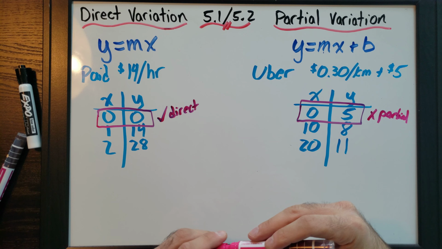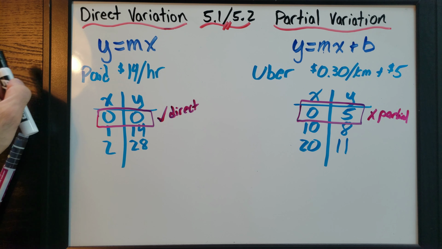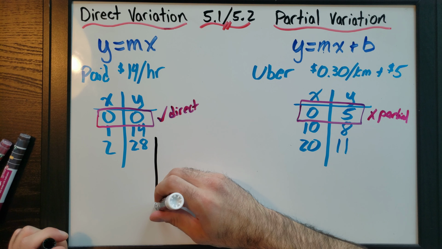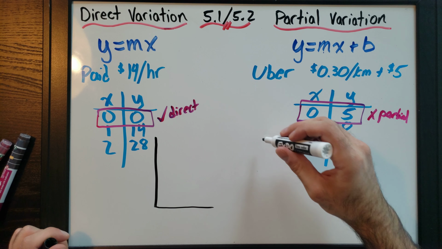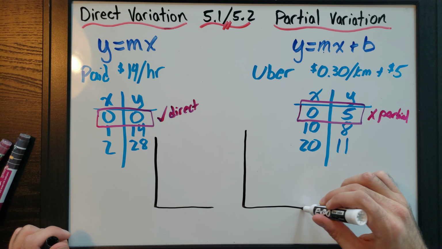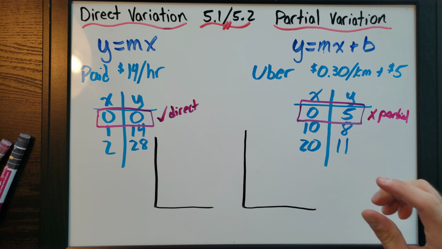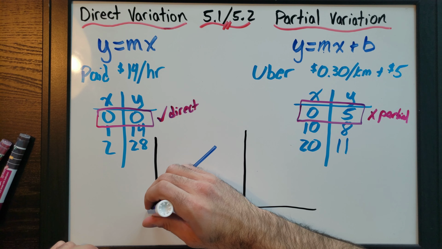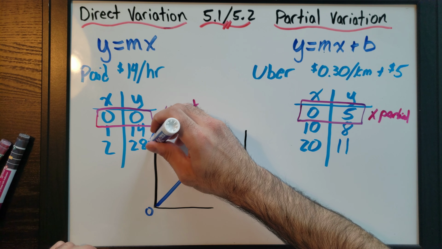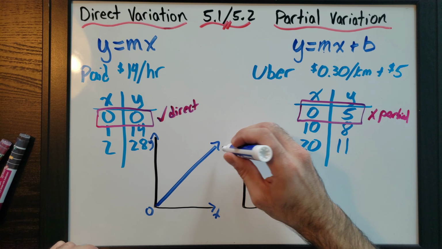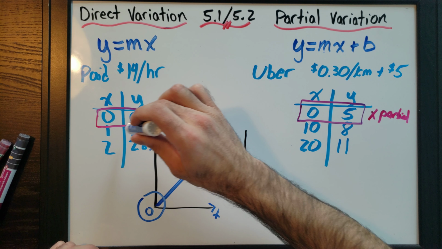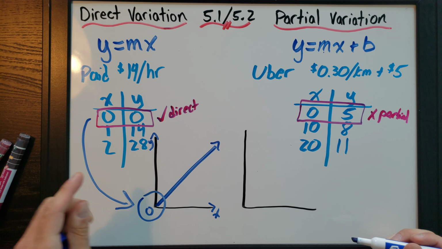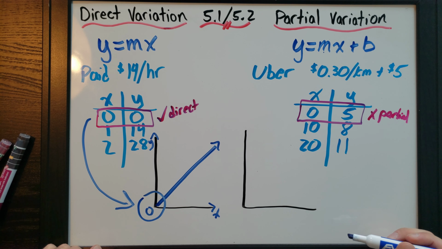Okay, now let's take a look at how the graphs are going to look. I know you guys don't know how to graph yet, but we'll get there. If you're looking at a graph, direct variation is always going to come from the origin. So this is the origin, this is 0, this is your Y, this is your X. So this point right here makes it direct variation. It goes through the origin 100% of the time, it's direct variation.